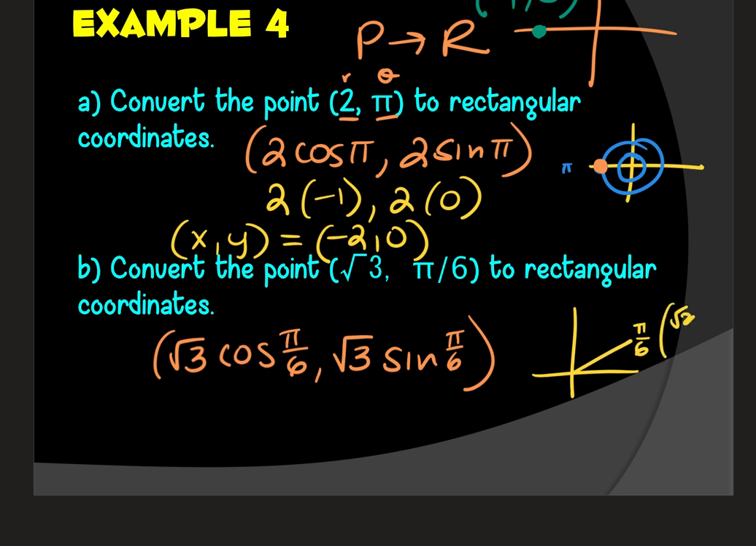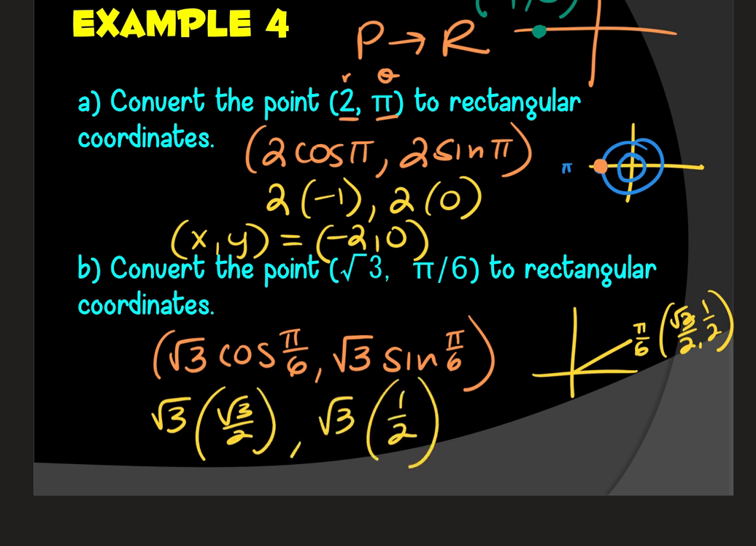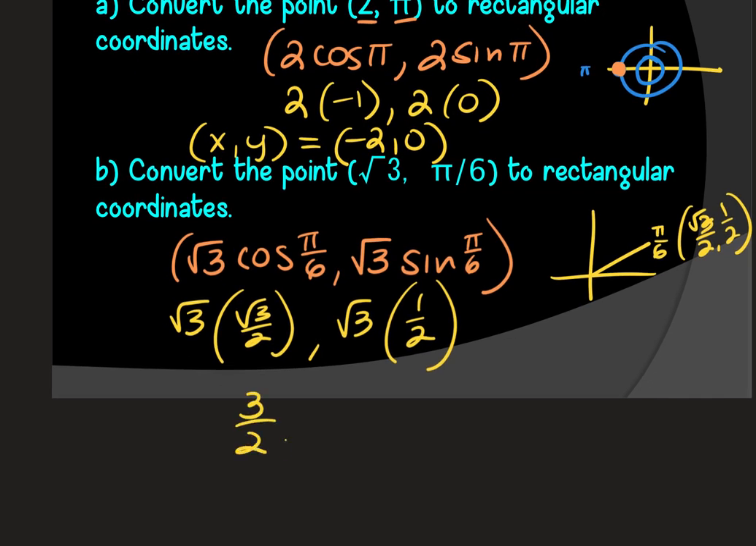Root 3 over 2 and 1/2. So if the unit circle has gone from your memory, you need to bring it back. The x is your cosine, which means root 3 over 2. And the y is your sine, which means 1/2. And then what's root 3 times root 3? 3 over 2 and root 3 over 2.